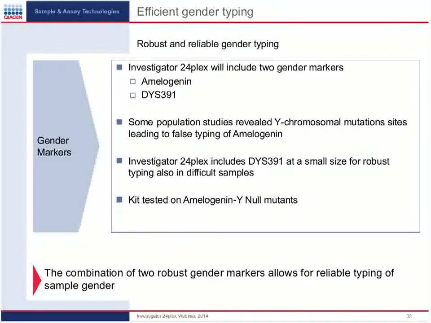With this, you can't design a primer for this kind of scenario, because if the DNA is not present, you can't amplify the amelogenin gene. For this reason, we introduced a new marker, DYS391, and we placed it at a small size for very robust typing, also for difficult samples. And we checked the performance of amelogenin and DYS391 while testing amelogenin Y null mutants.